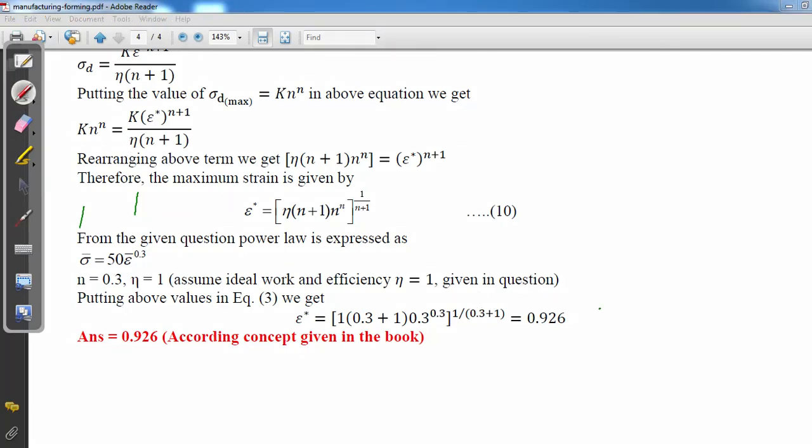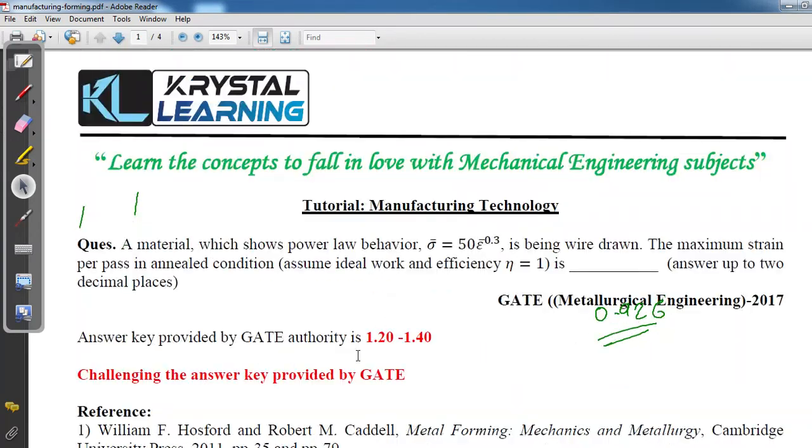So you also solve this. I have solved it many times, reaching 0.926. If there is any error, please inform me through mail or in the comment box. So you have seen that according to the book, the answer is given different. The bone of contention is the annealed condition. In annealed condition, it is coming 0.926. That is different from the GATE answer key provided and the explanation given on the GATE NPTEL website.